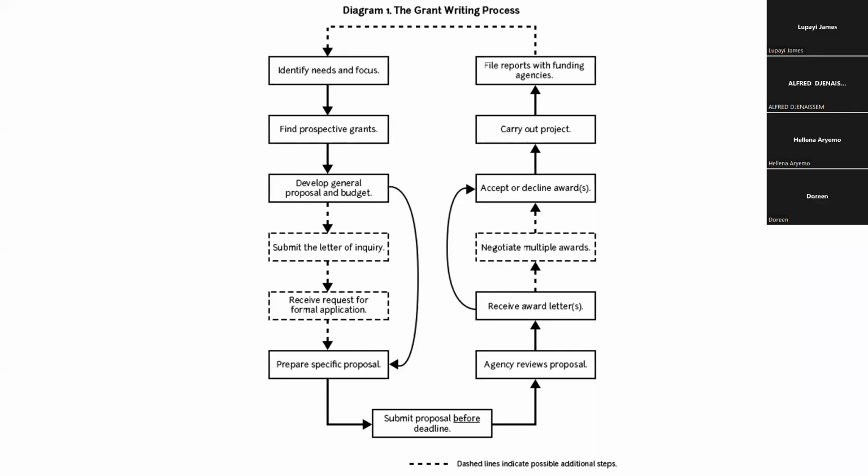A lot of times people first get a call and get the grant, then they look for the ideas. That is reverse order. Once you have the prospective grant, you develop the general proposal. You already had the idea, you develop the general proposal, and then you go ahead with preparing specific proposals, then submission. The review process happens once you're awarded. Sometimes you may negotiate, and then you carry out the project.